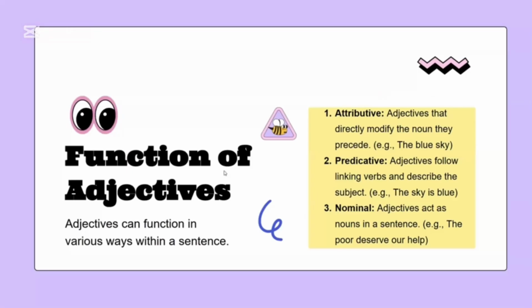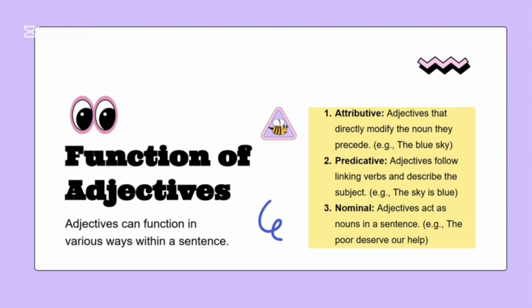Let's quickly look at the function of adjectives, and one of them is attributive. Attributive means that it modifies. Again, modify means change. It changes the noun that the adjective precedes, meaning that the adjective comes before. In this case, it's not just the sky, but we are describing the sky now by saying the blue sky. It's attributive. The adjectives modify the noun. They precede.